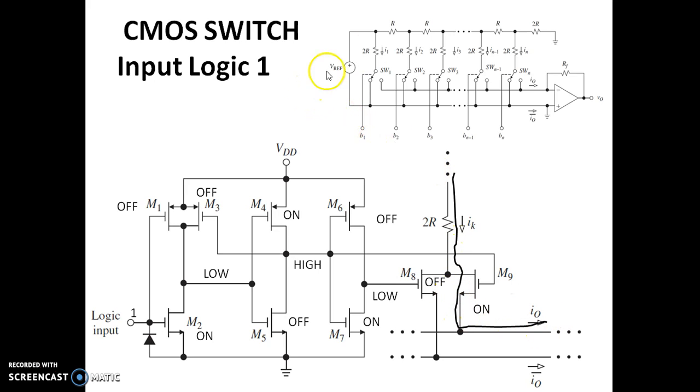Meaning, in the previous slides we said that when the bit is 0, current will flow through I0 bar. When the bit is 1, the current will flow through I0. That's how it will be done using these switches, and the current is directed to either I0 or I0 bar.